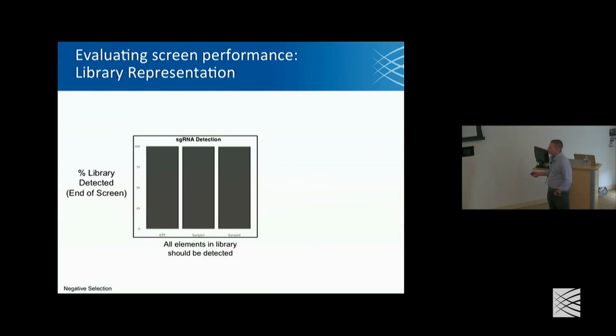So all of the elements in your library for a negative selection screen should be detected throughout the screen. I say all, but the vast majority, we can say maybe. So here's just an example of a screen where this is an early time point, and this is sample 1 or sample 2 at the end of a screen. And you'll see that all the guides were detected in the library.